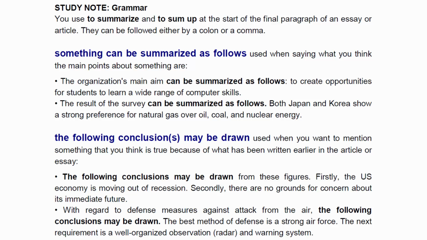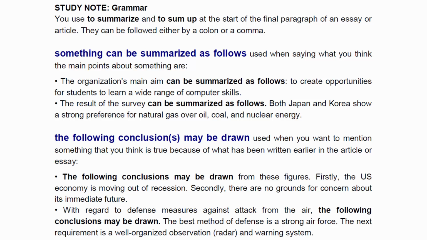All right. The following conclusion may be drawn from these figures. Firstly, the US economy is moving out of recession. Secondly, there are no grounds for concern about its immediate future. So, by the way, this is not the style for essay writing. This may be there in any article.